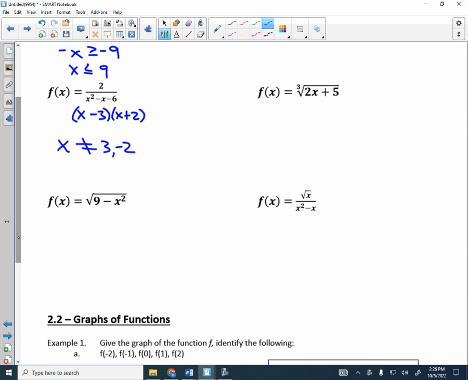Cube root functions. Can you take the cube root of a positive number? Can you take the cube root of a negative number? Yes, you can. What's the cube root of negative 8? Because negative 2 times negative 2 is positive 4, and then times negative 2 again is negative 8. So cube roots do not have an issue with any negative numbers. So the domain of cube root is negative infinity to infinity, all real numbers.